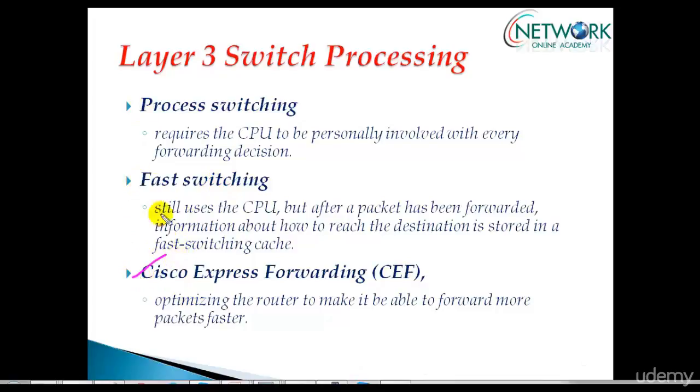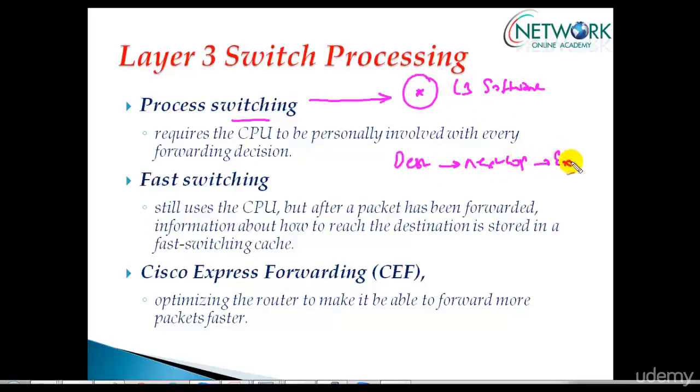Before CEF, we had two initial methods which were generally used to forward your packets. The first one is process switching. In process switching, whenever any packet enters the router, the router is going to do a layer 3 lookup, which is more like software based. It's going to check the destination network ID, then check the next hop IP address, then see what the exit interface is for that next hop IP address, and then finally forward the packet.